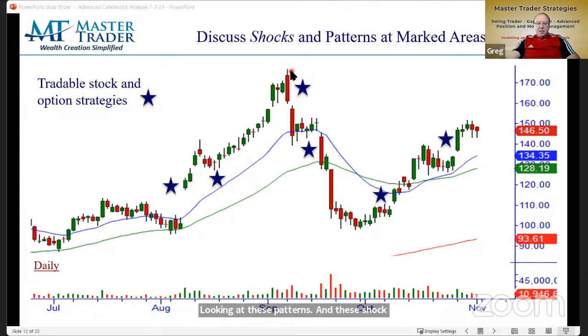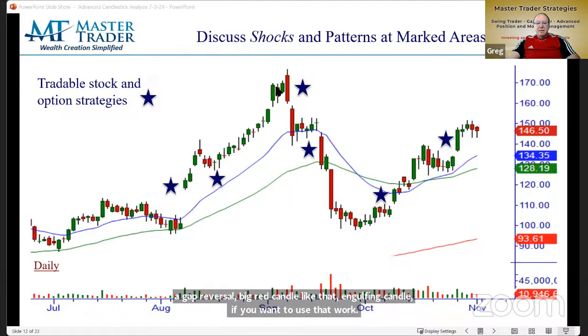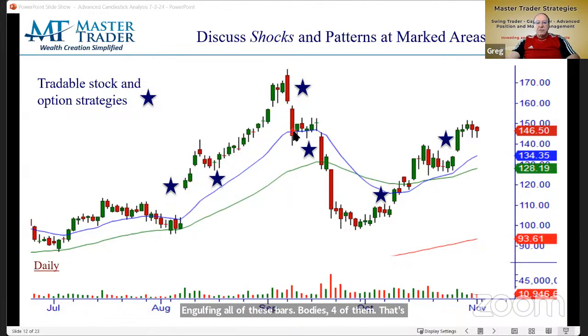And like that's a shock pattern. It gapped up. It was in an uptrend. So when prices are in an uptrend like this, the expectation is going to continue to go up and up to wherever it's going to go. If it's new all-time highs, who knows? So a gap reversal, big red candle like that, engulfing candle, if you want to use that word, engulfing all of these bars, bodies, 4 of them, it's pretty potent reversal, suggesting it's going to retrace further.